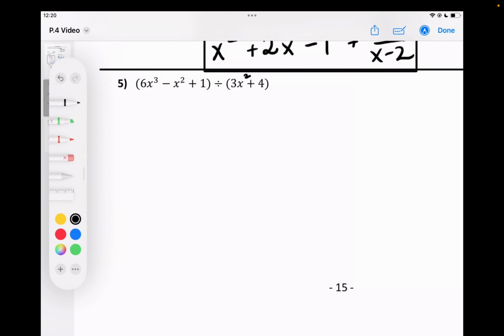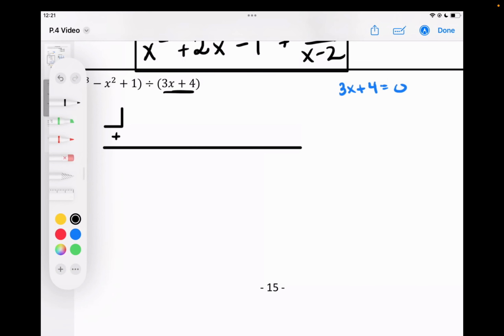But there is a little bit of a workaround when there's only a coefficient in front of the x with no exponent. So first things first, we'll set up our synthetic just like we set up synthetic every other problem. The first thing to note is that the number in the box is going to be a fraction. So just recall, I'm going to do this off to the side, that you're looking for your 0. So I'm going to go ahead and set 3x plus 4 equal to 0 and then solve for x.